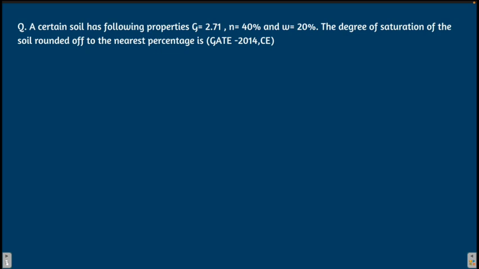A certain soil has the following properties. G is given as 2.71, porosity is given as 40%, and water content of the soil is given as 20%. We have to find the degree of saturation of the soil, rounded off to the nearest percentage. So let's do that. The given data is: G is 2.71, porosity is 40% and water content is 20%, and we have to find the degree of saturation, that means S.